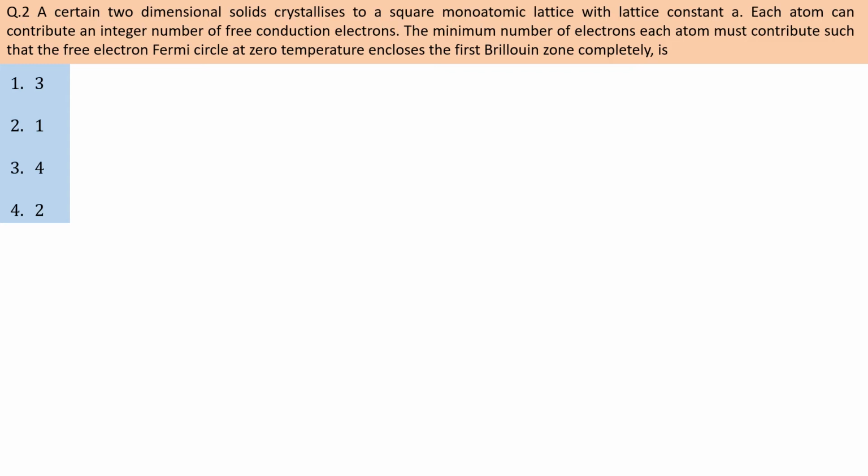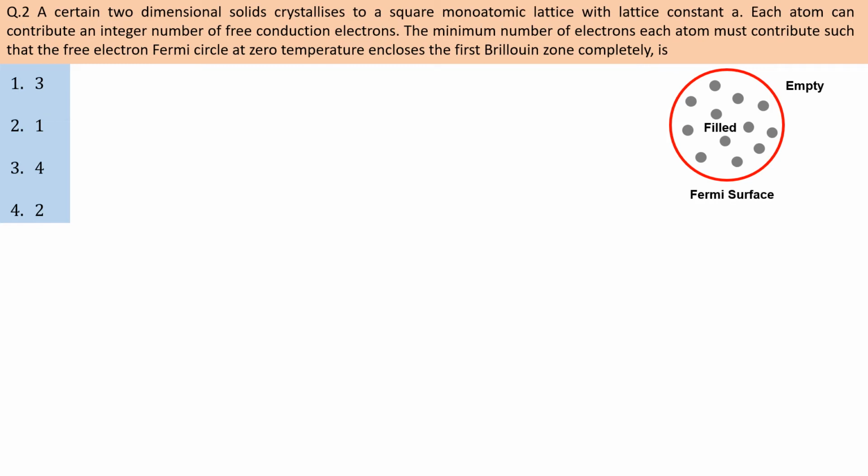In K space or reciprocal space, the Fermi surface is a surface of constant energy EF, in which all the states are occupied by the valence electrons, whereas the states outside the surface are empty. In other words, the Fermi surface is a boundary in K space between filled and empty states. According to the question, in a monoatomic square lattice having lattice constant A, we need to draw a Fermi surface such that it encloses the first Brillouin zone completely.